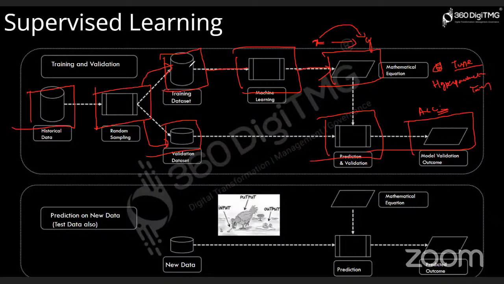Once we find a good model, we combine both of these data sets and again find the mathematical equation. Then we use this mathematical equation on the new data to predict the outcome for this new data. So here we take an input, new data, use this mathematical equation, and then we get the output.